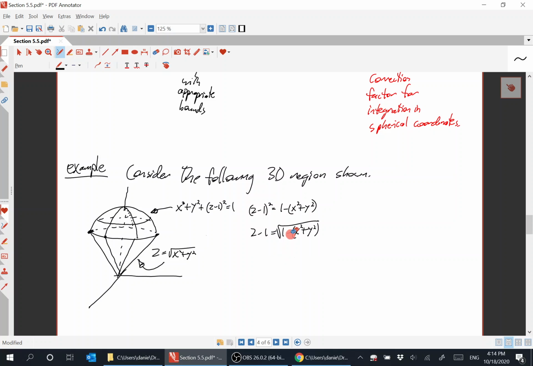Or no, let's not do it that way. Let's write it out this way. This is x squared plus y squared plus z squared minus 2z plus 1 equals 1, so those cancel. So we have x squared plus y squared plus z squared equals 2z. Okay, so that's nice because this just becomes rho squared.